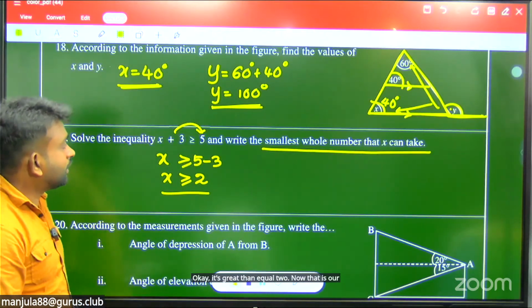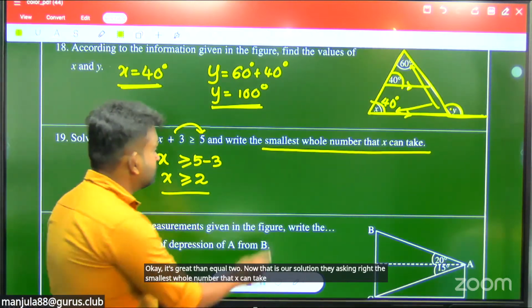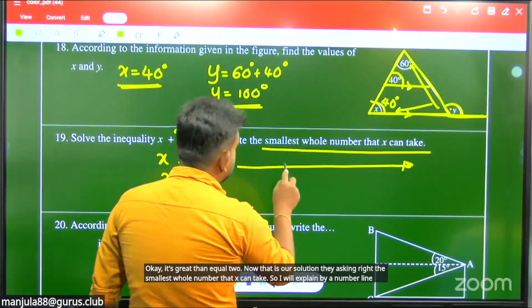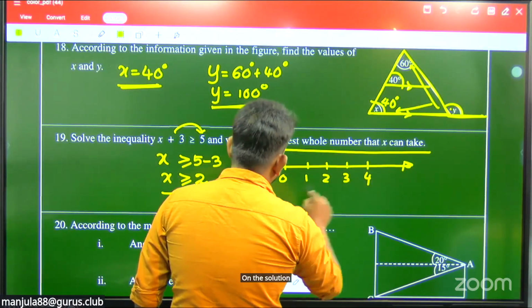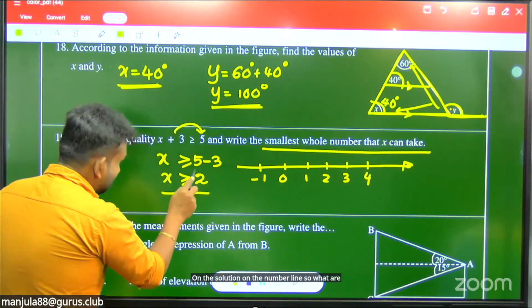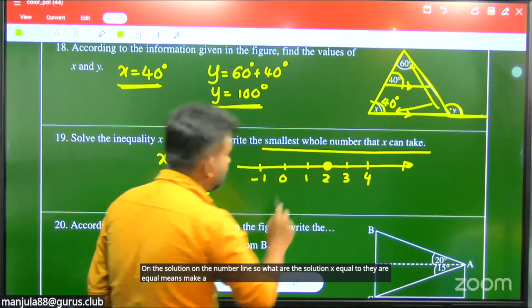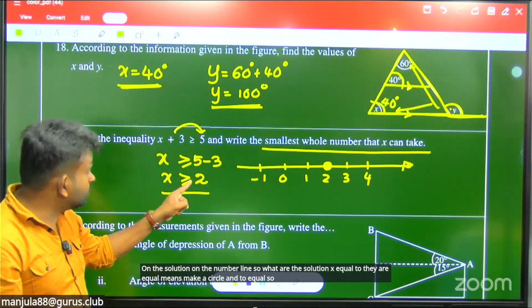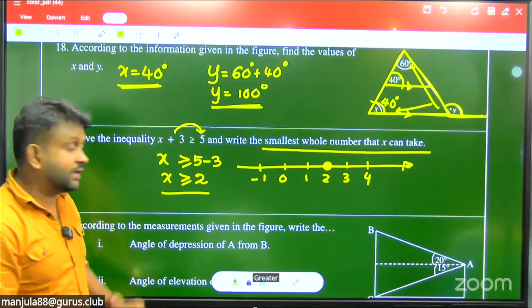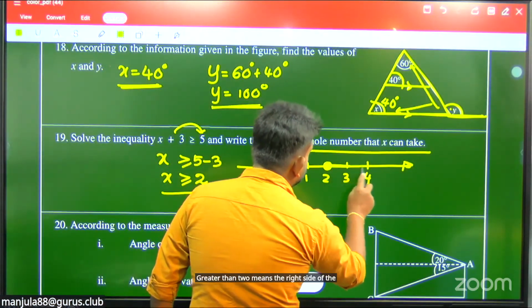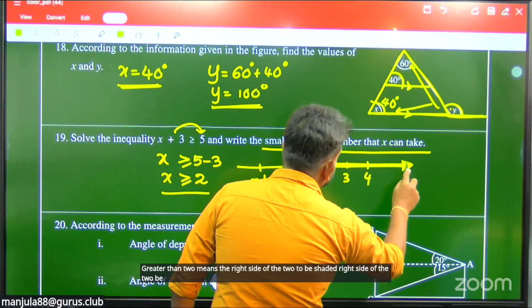They're asking to write the smallest whole number that x can take. So I will explain with a number line. On the number line, the solution is x equal to or greater than 2. Equal means make a filled circle at 2. Greater than 2 means the right side of the 2 is shaded.